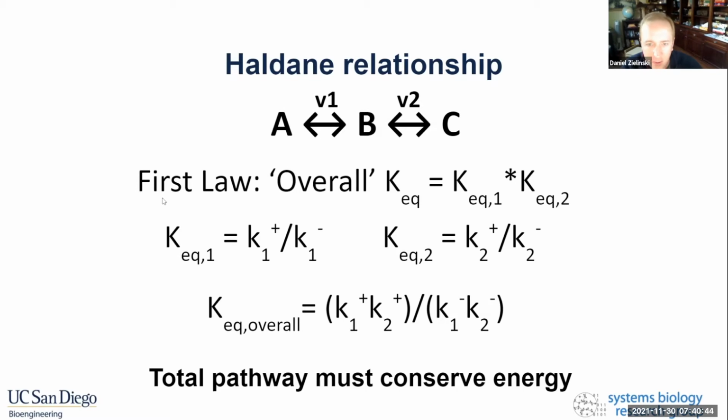And this is just derived from the first law of thermodynamics that says the energy has to be conserved. And so we can use this to get an expression of our overall KEQ, which is this KEQ from A to C, in terms of the individual rate constants by subbing in these relationships we just derived. And this is called the Haldane relationship, and this is very useful. We use this to relate our overall KEQs to individual rate constants to help constrain, to help determine what these values are for kinetic modeling.